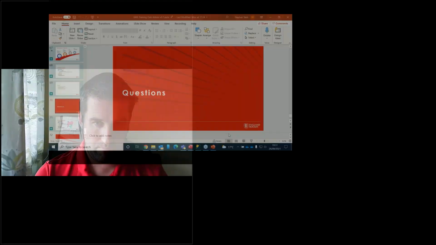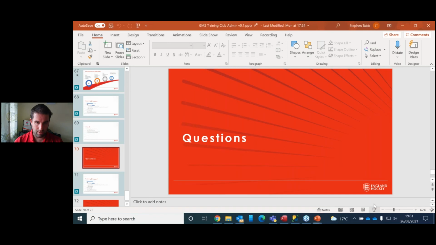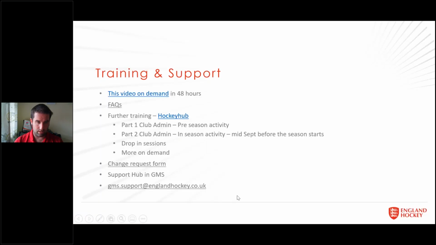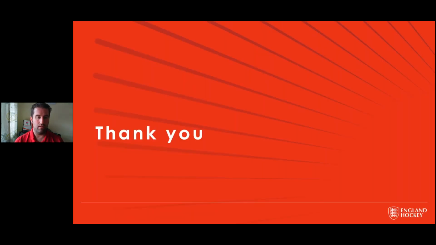I'll just finish very quickly with the reminder of the information around training and support. So this video will be recorded and shared on the website. The FAQs will go on the website. Visit Hockey Hub to book any more training activity. Change request form is on the website. The support hub in GMS will be going live with help user documents, and you can use the email address gms.support@englandhockey.co.uk. Thank you.